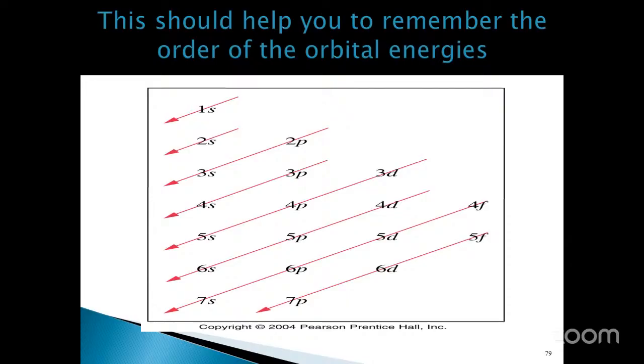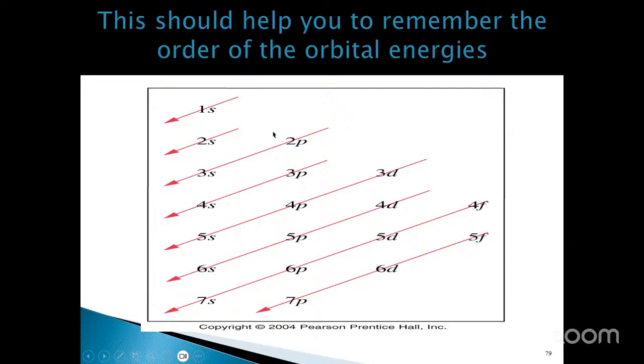When I was a student, what I would do to remember this is I'll take a sheet of paper and then I'll write down to the left side 1s, 2s, 3s, all the way down to 7s. And then the next column will start with 2p all the way down to 7p. And then the next column will start with 3d all the way down to 7d, and so on and so forth, right? So once you do that, then what you do next is draw the arrows, as you can see here, right?